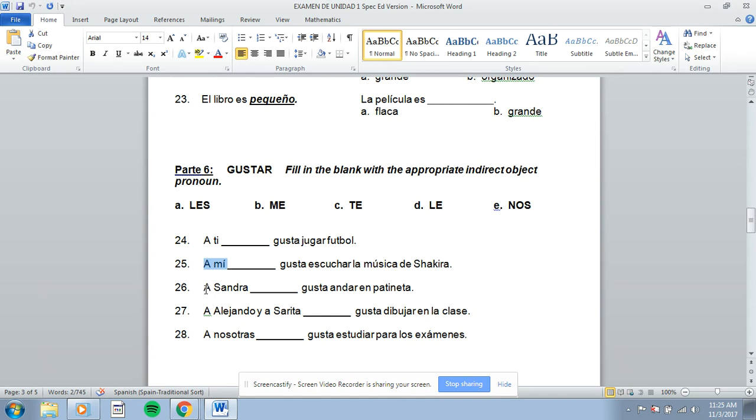26, 26, a Sandra. That's just one girl, so it's going to be on the left side of your chart because it's singular. So it would not be les or nos. Those are plural, so pick the one that it would be.